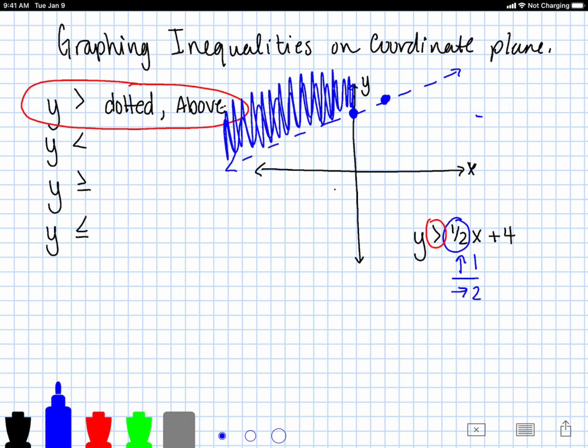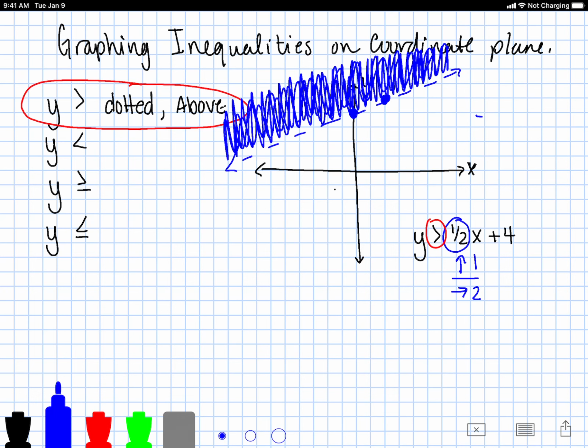So this is the inequality. What this tells us is any point that falls in this shaded region is a solution to this inequality. Any point that falls above this line is going to be a solution to this particular inequality. So that is how you graph.